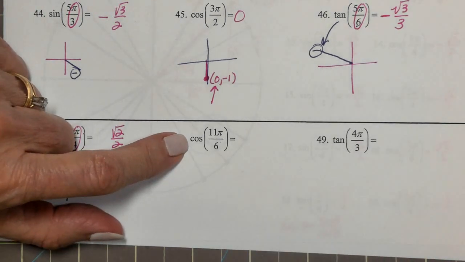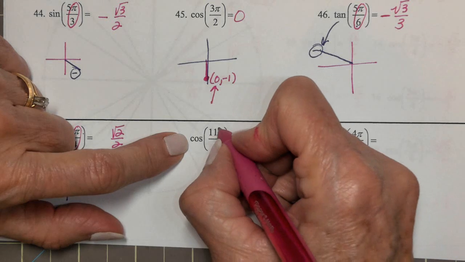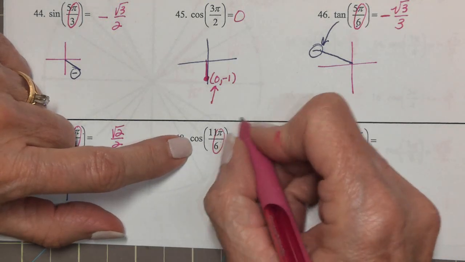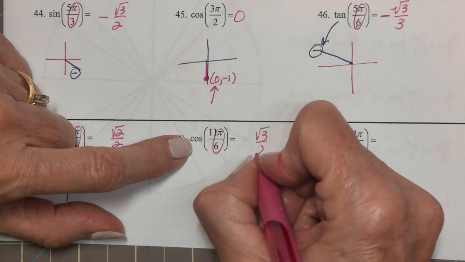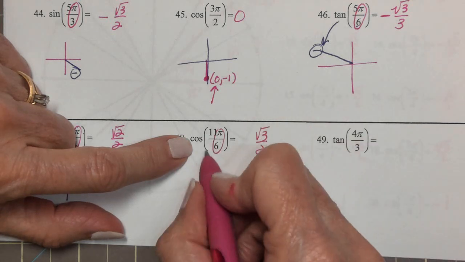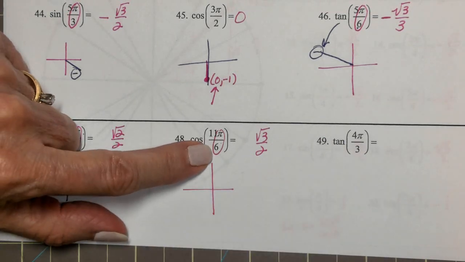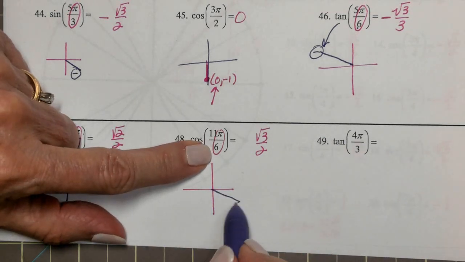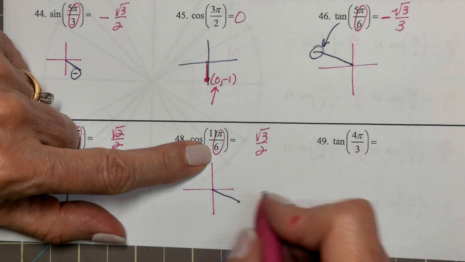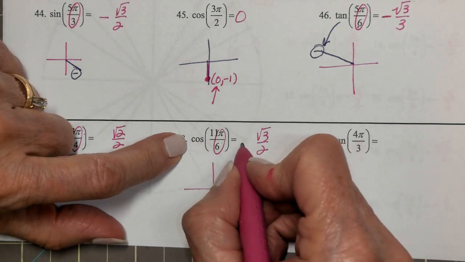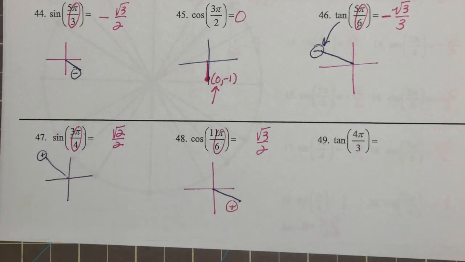Cosine of 11 pi over 6. Pi over 6 is where sine is a half. So cosine of a pi over 6 is square root 3 over 2. Okay, now we get the sign. What quadrant are we in? 11 pi over 6 is very close to 12 pi over 6. So we're in quadrant 4 where cosine is positive. So this is a positive square root 3 over 2.